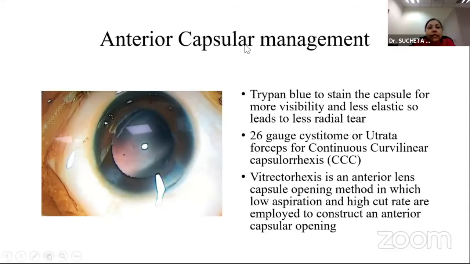Most important in these cases is that you have to give trypan blue in most of the cases after you have made the limbal or clear corneal incision. This helps you not only in visualizing the anterior capsule, but also helps you prevent radial tears when you are doing the capsular access.